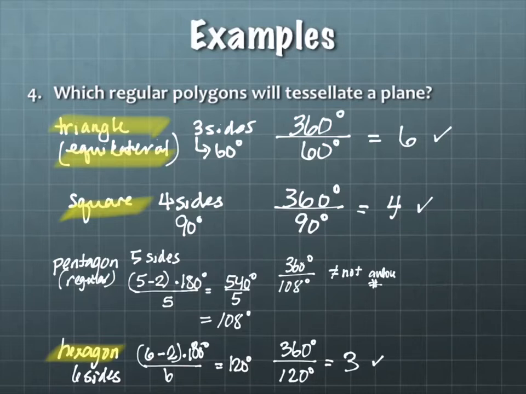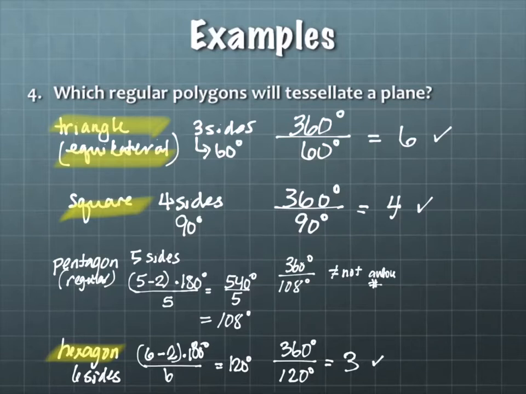So I stopped with hexagon, but we could continue the process much like we did for pentagon to see that none of the other ones work as well. We would find the interior angle of, say, a decagon, and we would attempt to take 360 divided by that, and we would find a problem. It doesn't divide evenly and give me a whole number.